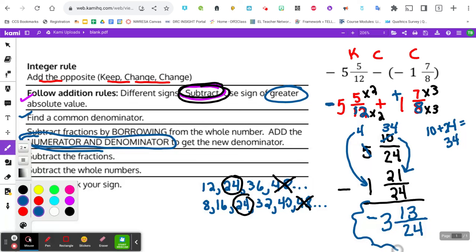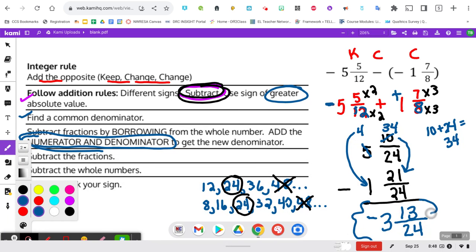-3 and 13/24. Now, if you are using improper fractions, I'll let you figure out if your improper fraction is equivalent to that mixed number.